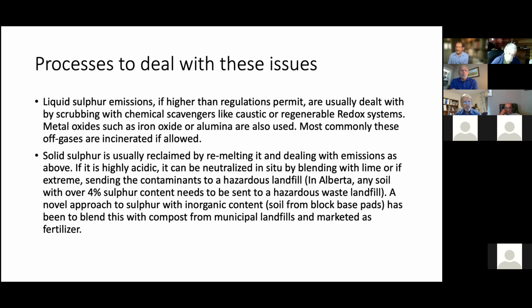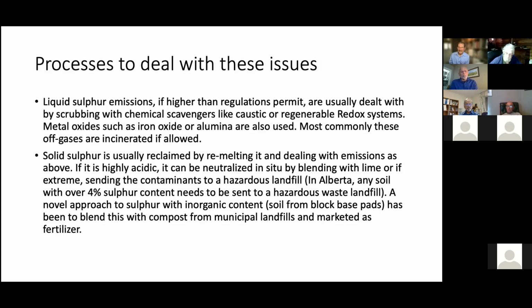Solid sulfur, the issue there is acidity. When you try to remelt it, you could have issues with your materials, corrosion. So you will have to neutralize it by blending with lime before you melt it, or as you're melting it. And if it's highly contaminated, your only option is sending it to a hazardous landfill. Anything over 4% sulfur needs to go to a hazardous landfill.